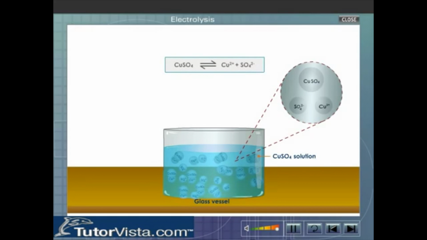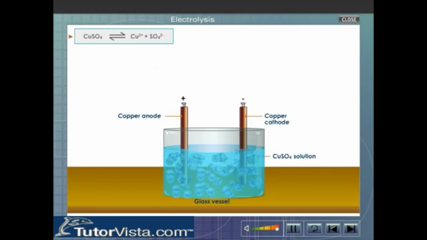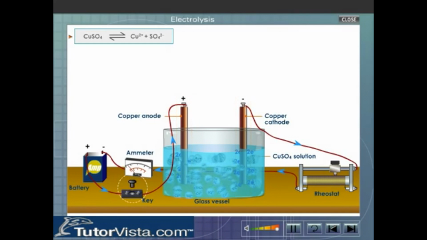Then, two copper electrodes are put in. The positive is called an anode and the negative is called a cathode. The anode is connected to a battery, which makes it positive. The cathode is, however, connected to a rheostat, which makes it negative.